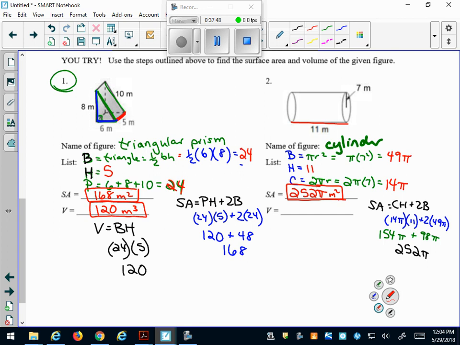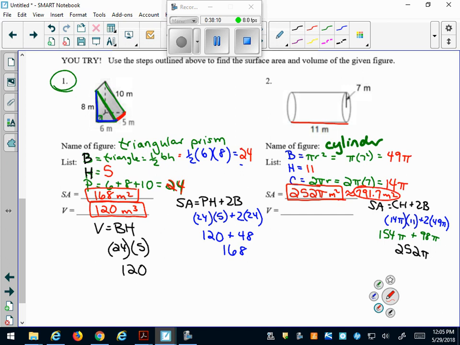If we wanted an approximate form, this is going to be 252 times pi. And it's 791.7, approximately. That's the approximate answer.